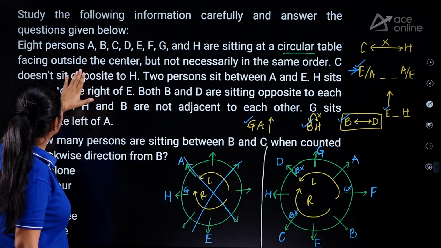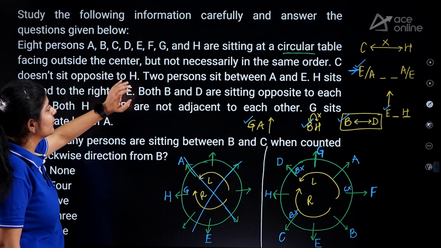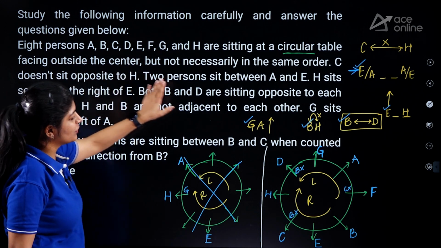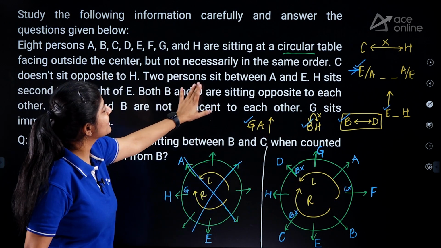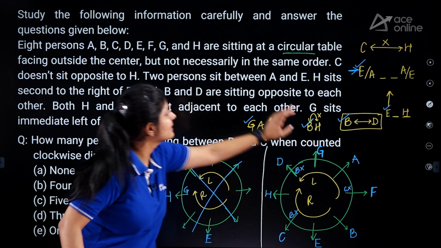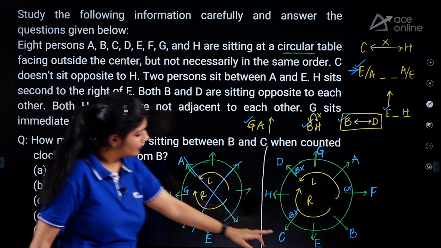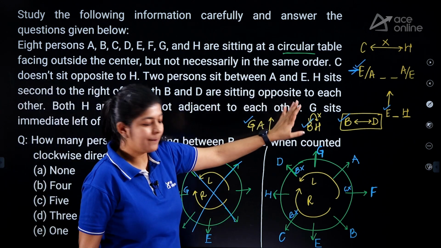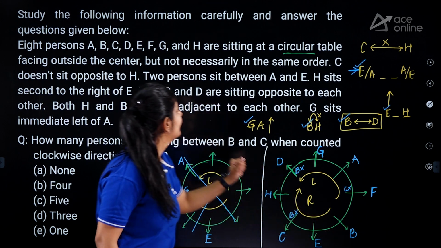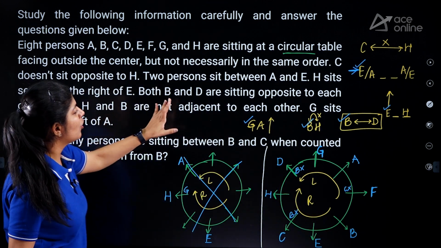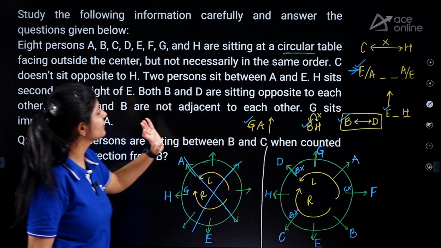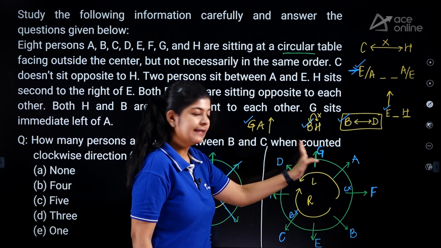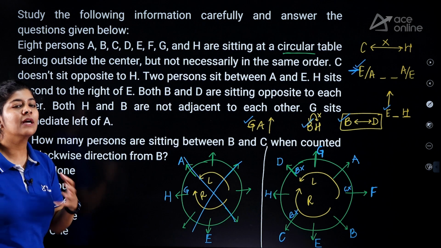So here we are having all eight of them facing outside, away from the center. C doesn't sit opposite to H. Yes. Two persons sit between A and E. Yes. H sits second to the right of E. Yes, second right. Both B and D are sitting opposite to each other. Yes. Both H and B are not adjacent to each other. Yes. G sits immediate left of A. Yes. So according to this, we have to answer some of the questions.